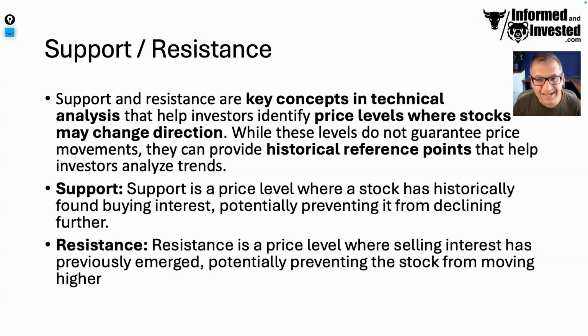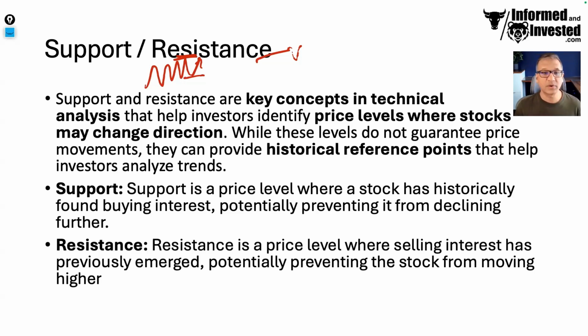Support and resistance are basically concepts in technical analysis that help investors identify price levels where the stock may change direction. Okay, what does that mean? So let's say the stock is behaving like this, going tick, tick, tick. At which point do we think it's going to change? And when it falls down and it shifts up, that's called a support. And I'll go into more of how to identify that very soon, although in the last few slides, I showed you a little bit of that. I introduced you to it. Now, while these levels do not guarantee price movements, they can provide a historical reference point that helps investors analyze trends.